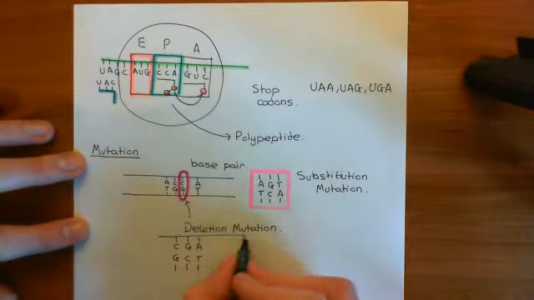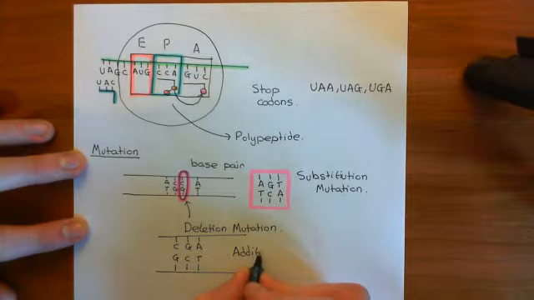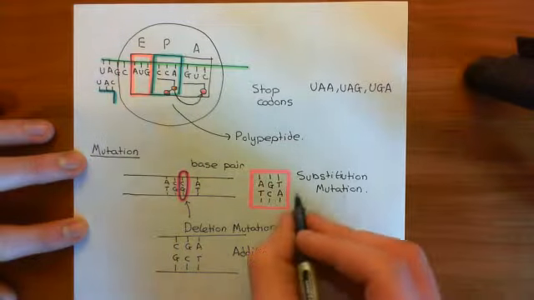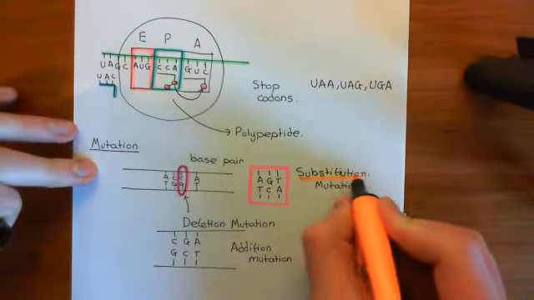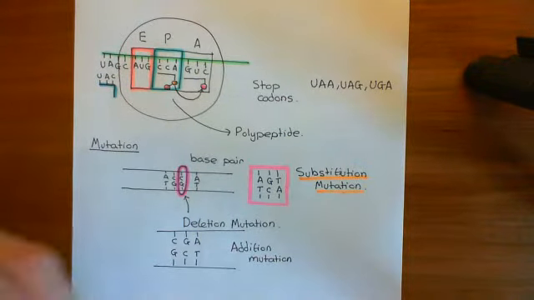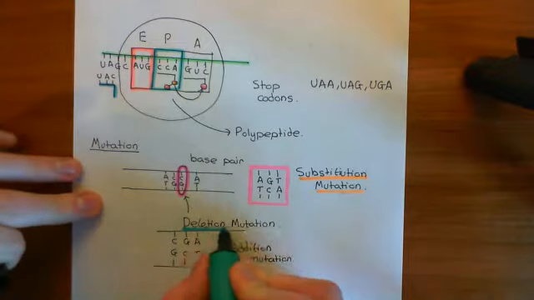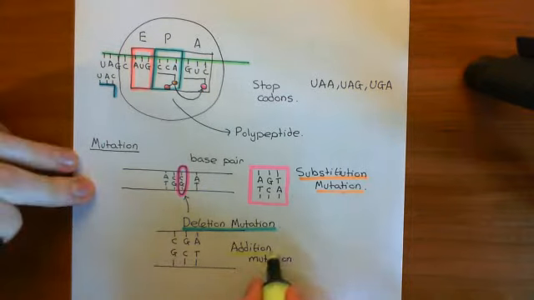You have changed the sequence of organic bases within the DNA, and that's known as an addition mutation. So these are the fundamental three types of mutation. Either you can substitute one base pair for another base pair, that's known as a substitution mutation, or you can delete base pairs totally from the DNA, that's known as a deletion mutation, or you can add them in, okay, that's known as an addition mutation.